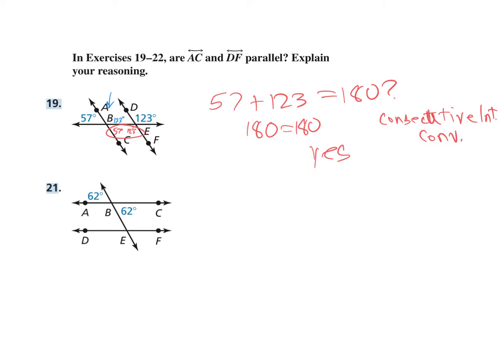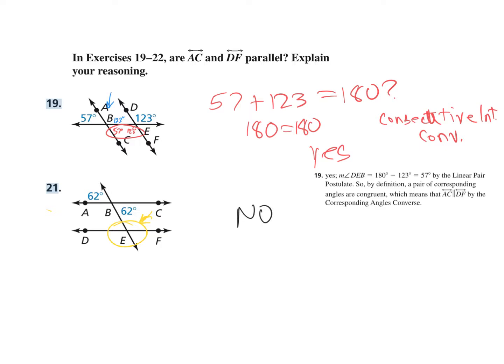You have 62 and 62, but there is nothing here. We don't have any information here to show us what those degrees are. This consecutive interior angle would have to be 118 degrees in order for them to be parallel. So we don't have enough information there. And there you see their answers from the book. So pause it and take a look at them.